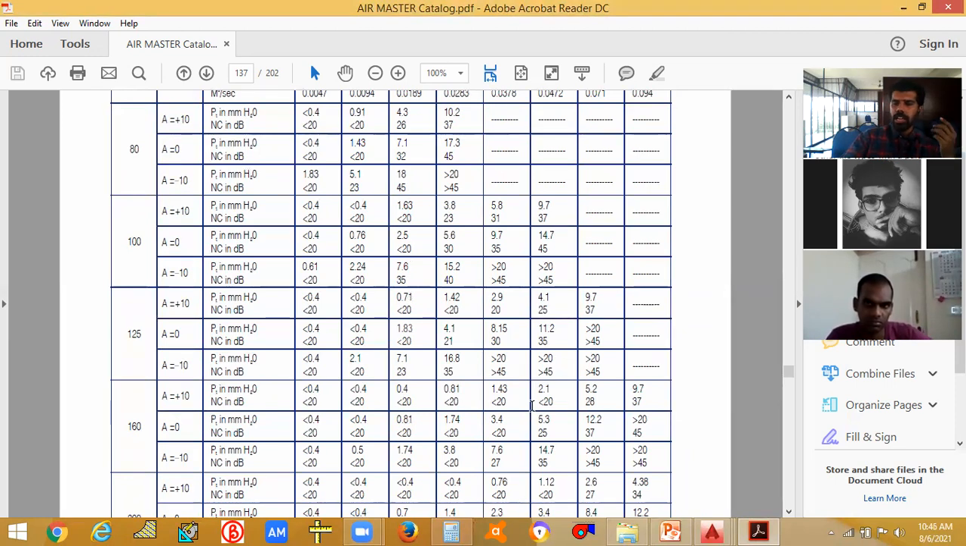ventilation system. For air conditioning, you have to give air terminals too, like diffusers and grills. In those cases, you give a maximum of 35 decibel as the noise criteria. So this is the way that you will be choosing it.